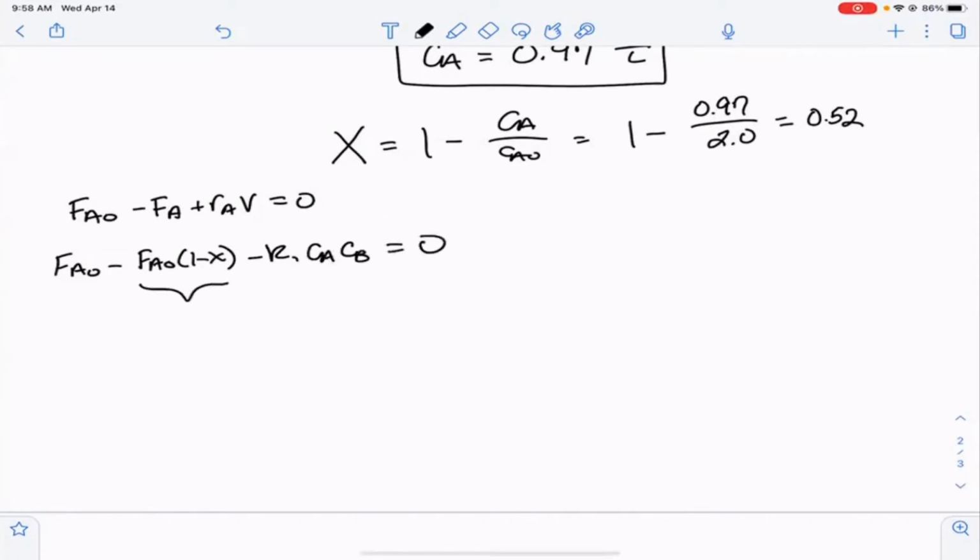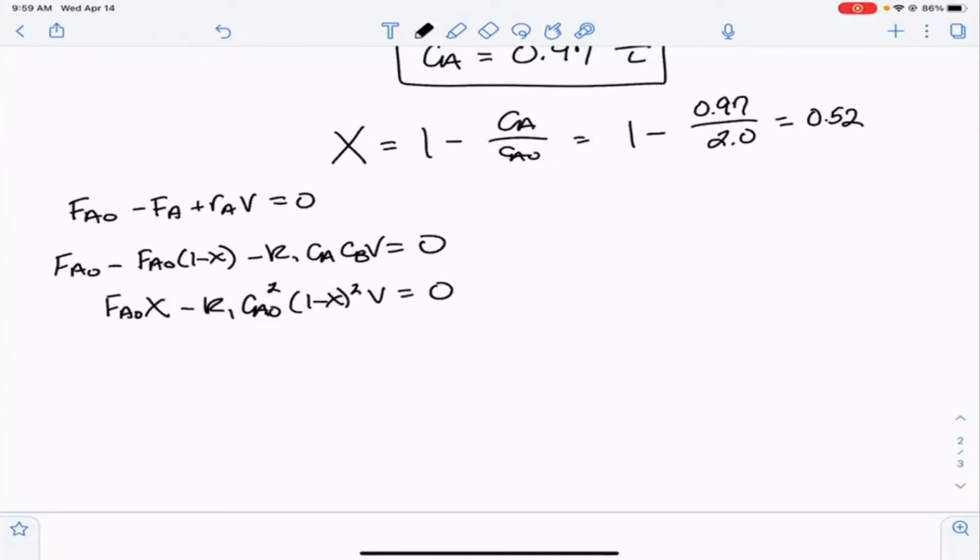Right, I made two substitutions here. One there, and then I put this there times the volume. And then I'll insert these also as functions of conversion. So we do know that FA0 minus FA0 times 1 minus X is just FA0 times X. We've done that before this semester. Then that's minus K1. And both A and B are CA0 times 1 minus X. So that's CA0 squared times 1 minus X squared times the volume. And that's equal to 0.